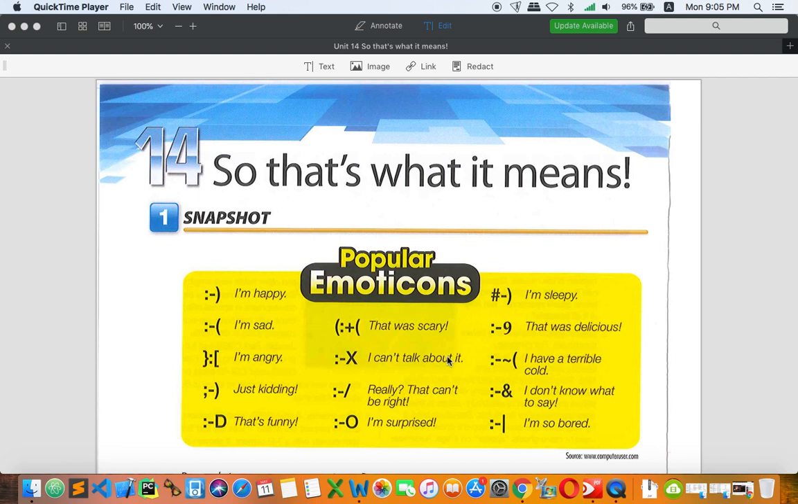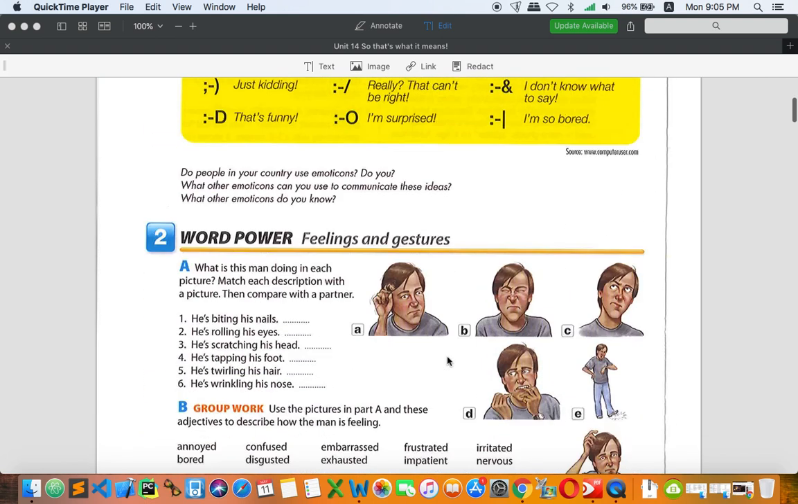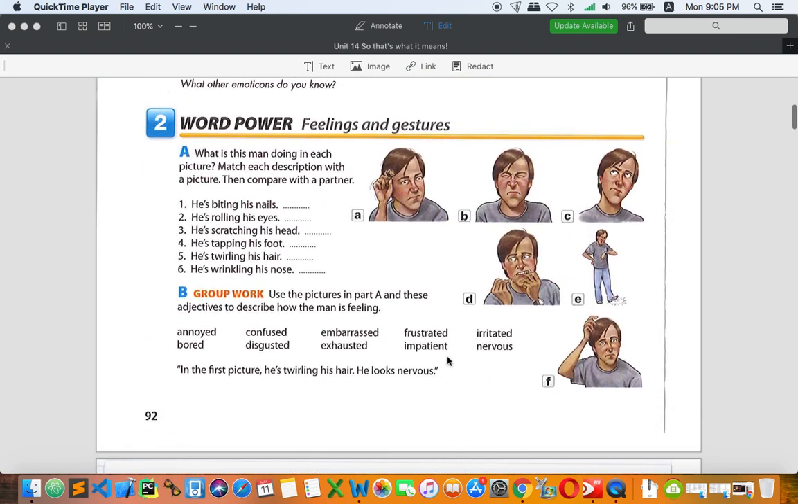All right, so let's go to the second activity, which is about word power, feelings, and gestures. Gestures right here refers to body language. It is a language that you don't talk, but of course you use your facial expression or maybe your body language to show a certain kind of meaning. And in this activity, your job is to match the meaning right here with the picture from A to F.